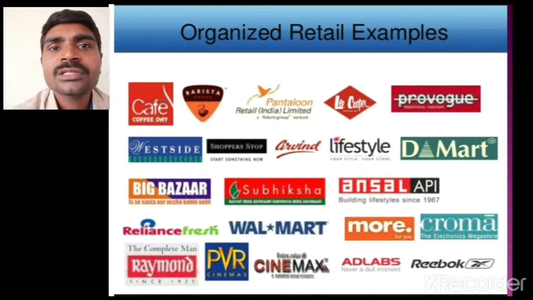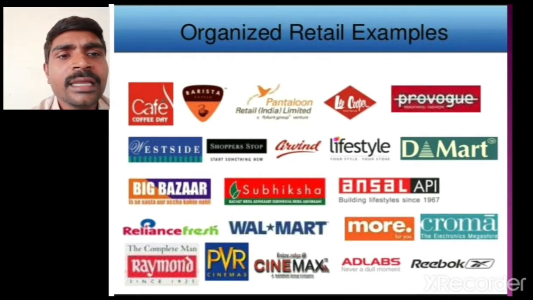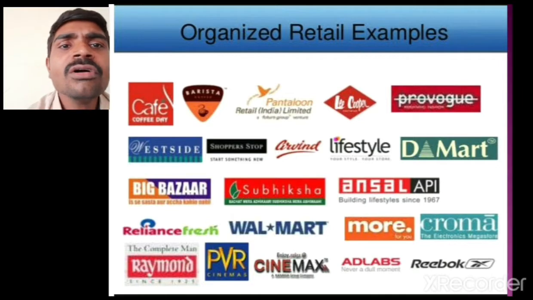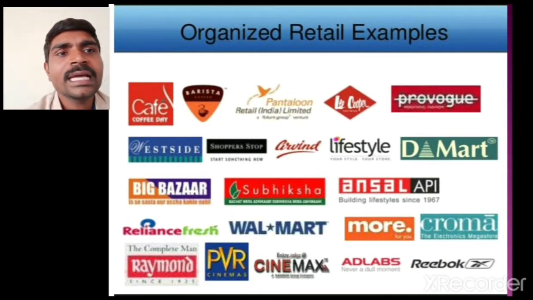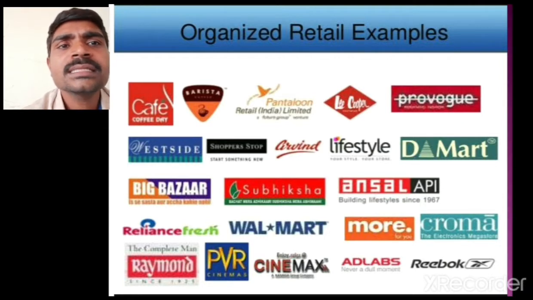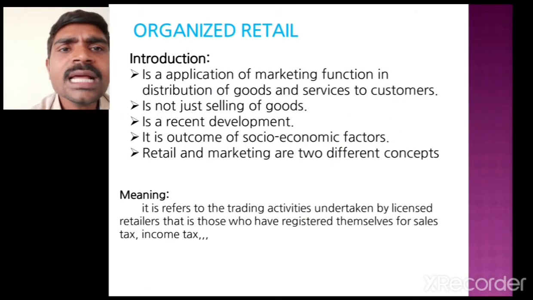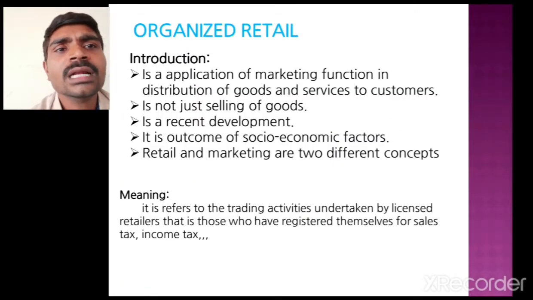Once again, I will clarify, dear students, in today's class I am going to teach you only organized retail. For example, Big Bazaar, Walmart, More, PVR, Raymond, Reebok, Adidas. These are all the best examples of what? Organized retailers. And if you take unorganized, that is the sabji wala, pan wala, roadside street vendors and kirana shops. These are the best examples of unorganized retailers.